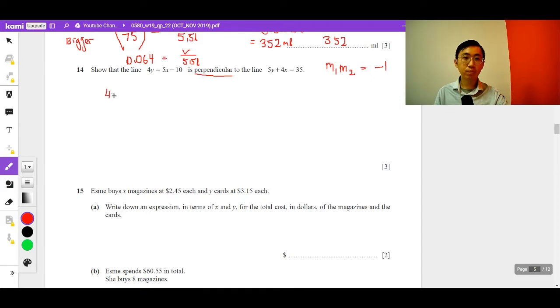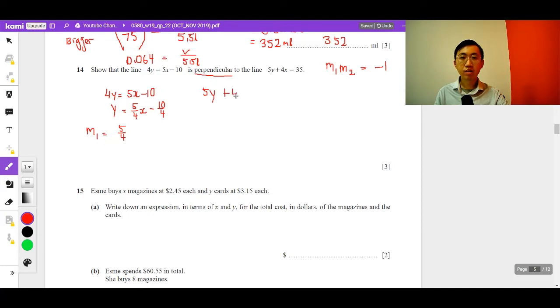Okay, so let's start. 4y equals 5x minus 10. I want y only, so divide everything by 4. You will see that this is actually 5 over 4 x minus 10 over 4. Now you can clearly see y equals mx plus c. So your gradient m1 is actually 5 over 4. Stop right here. Now check out the other line, your perpendicular line. Is it really true they are perpendicular?